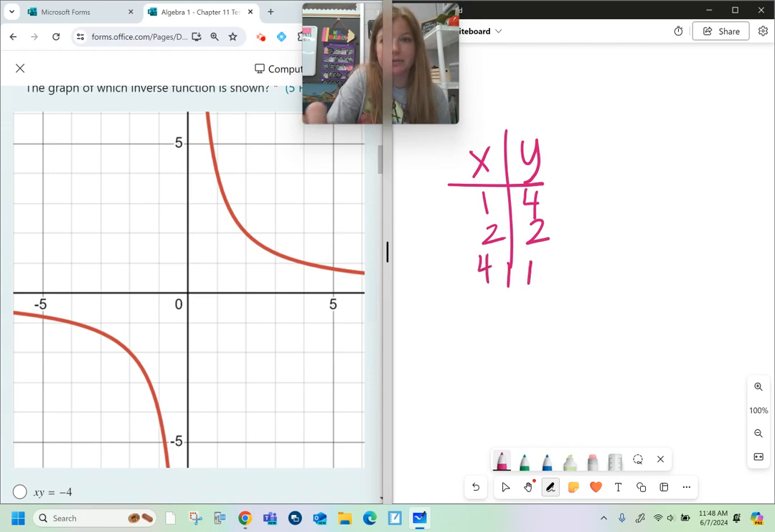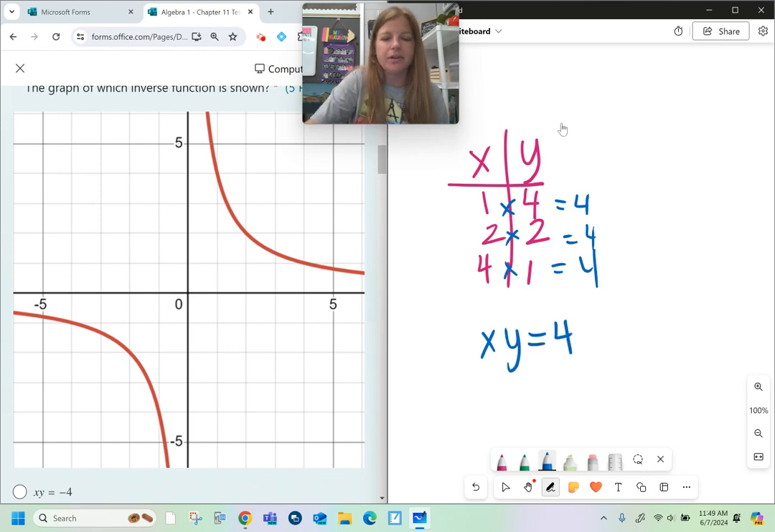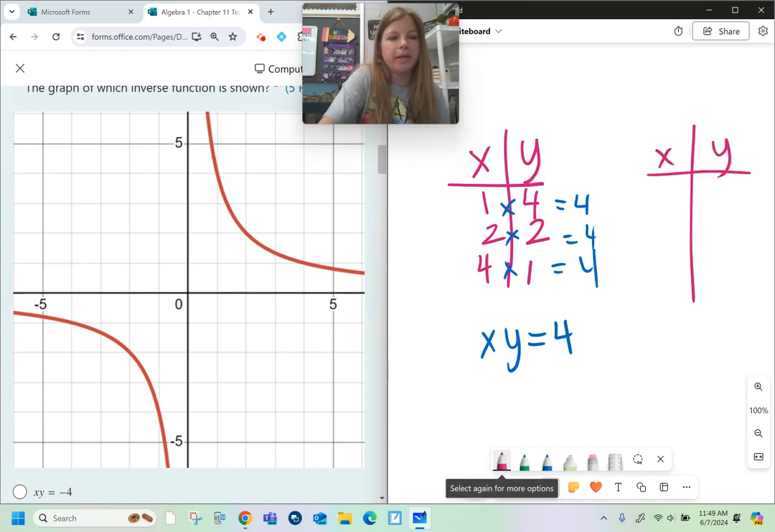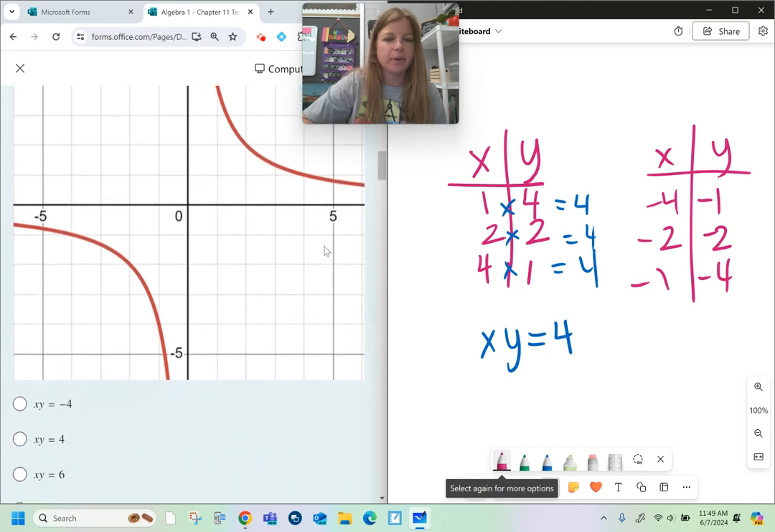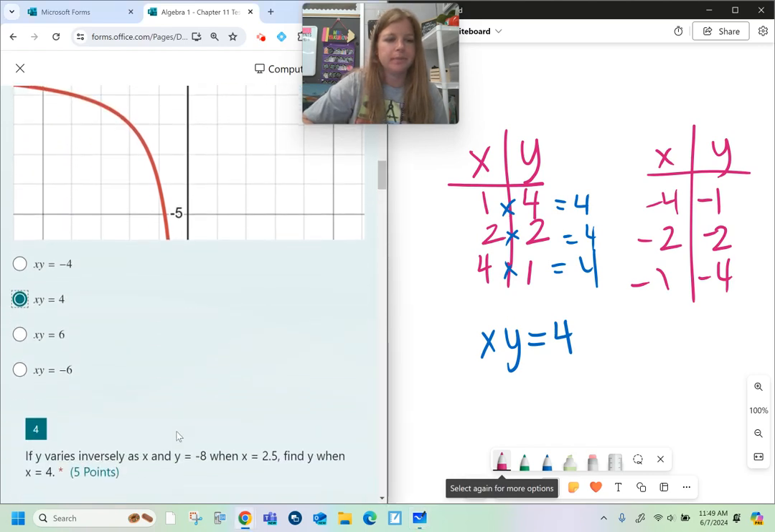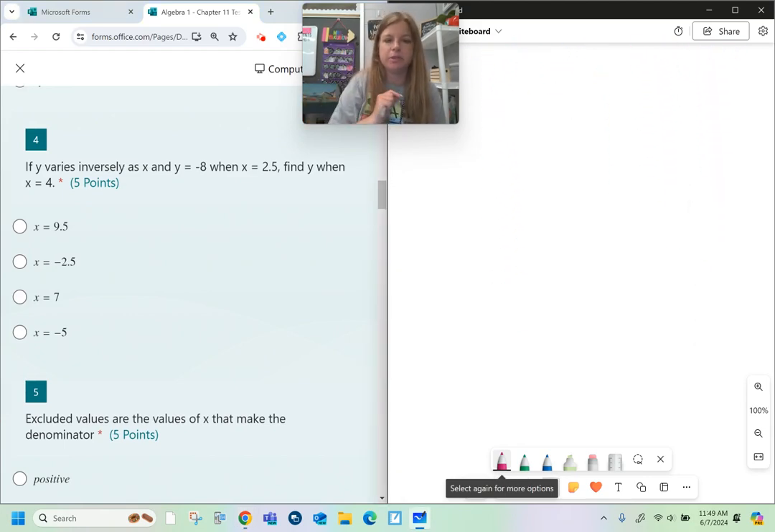Now, it should be pretty obvious right away, right? If I was to multiply my x and y values together, each time I get 4, which means that this equation is simply xy equals 4. Even if I look at the table of values for the bottom left-hand curve, my first ordered pair is at -4, -1. Then I have -2, -2, and I have -1, -4. And if I multiply those across, I get 4 as well. So xy equals 4.